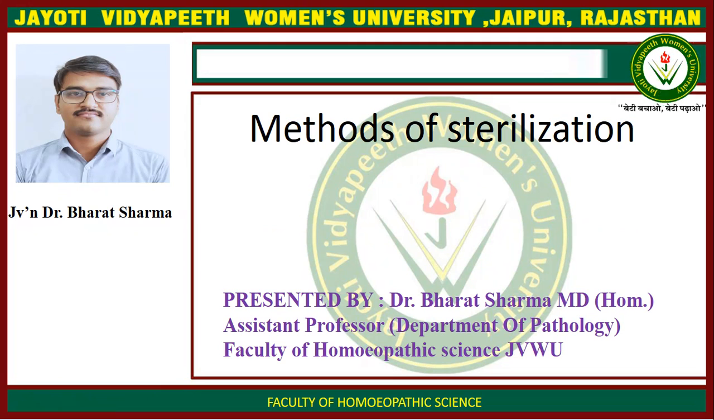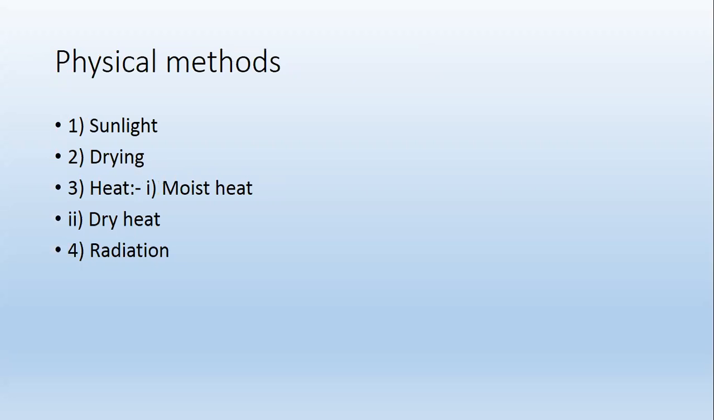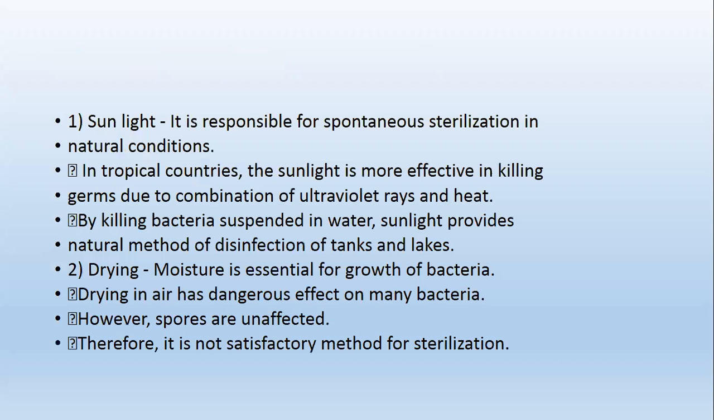In this practical session, we will learn what are the methods for sterilization. Methods of sterilization: first is physical method, second is chemical method, third is filtration or mechanical method. First, physical method. It is further subdivided into: first, sunlight; second, drying; third, heat, that is moist heat and dry heat; and fourth is radiation.